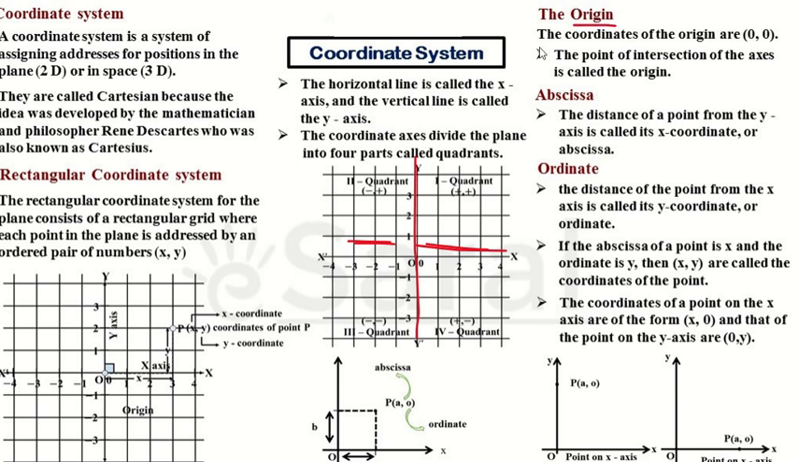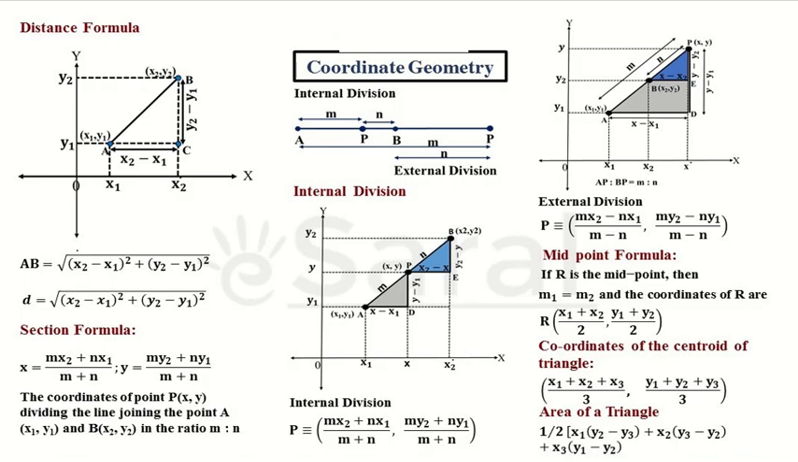What is the point of origin? Where the x and y axes meet, the origin is (0, 0). Then the y-axis you will say as ordinate. If a point lies on the y-axis, then x will be 0. If a point lies on the x-axis, then y will be 0. You have to remember these things.